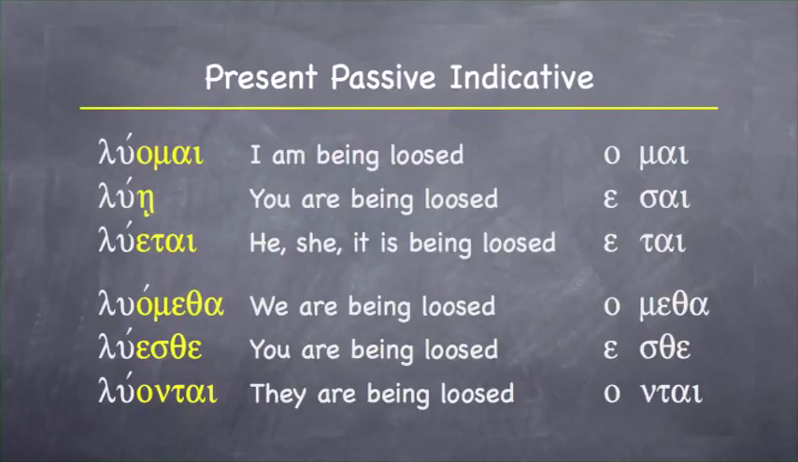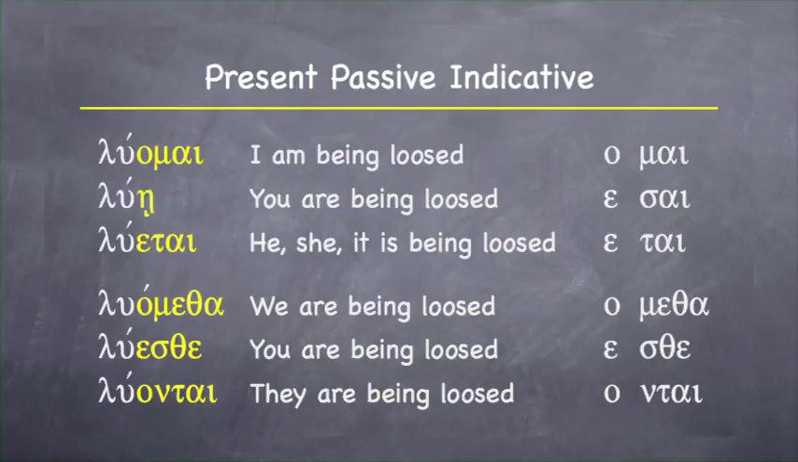Now, when you compare that over to the paradigm to the left, you can see that except for the second person singular, they all came straight over, didn't they? Without being altered. You can see the mai, tai, metha, ntai in the full paradigm, can't you? The only thing that's a little tricky is the second person singular.